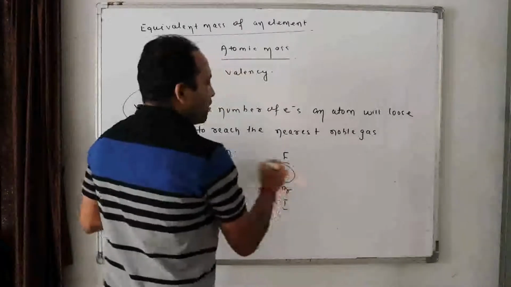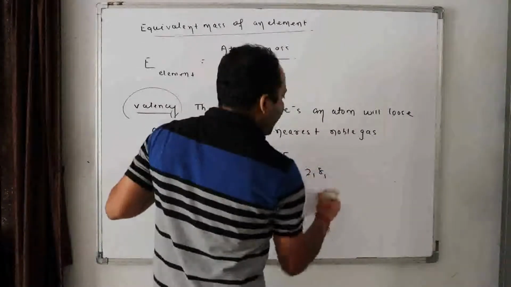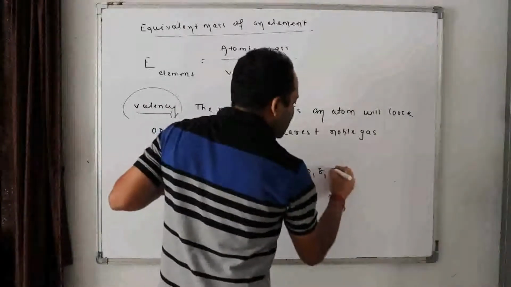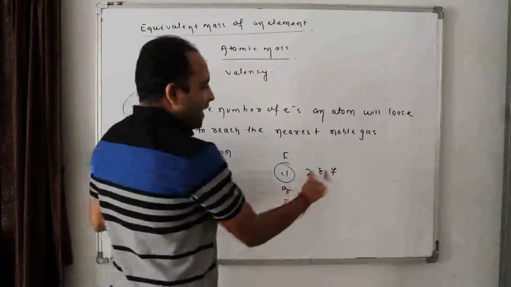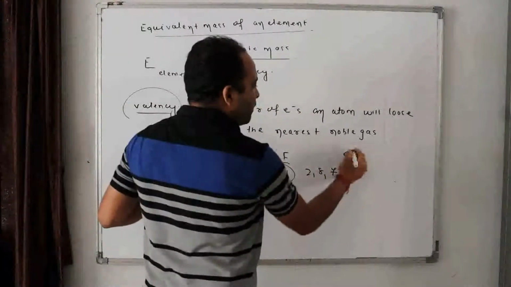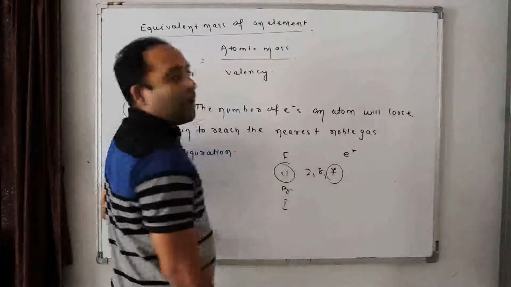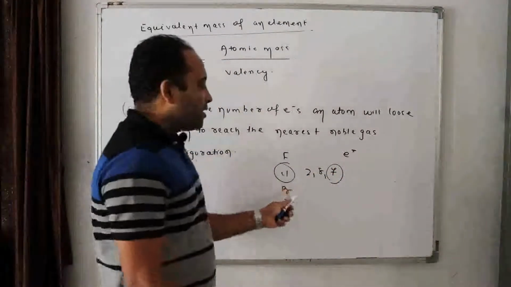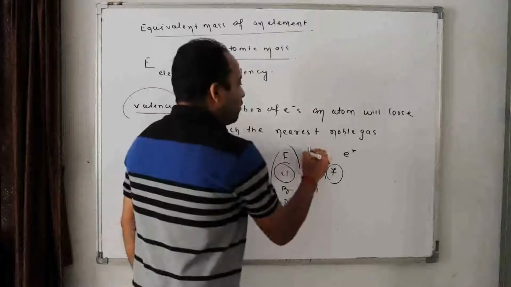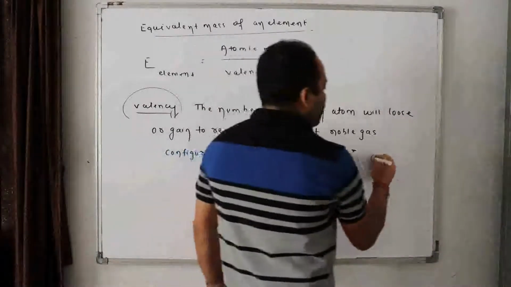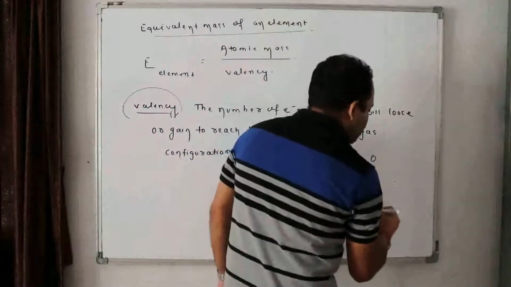In case of chlorine, 17, 2, 8, 7. If it gets 1 electron, then what will happen? It will reach the nearest noble gas configuration, 2, 8, 8, 18, argon. So what is the valency here of this halogen family? 1. Similarly, the oxygen family: oxygen, sulfur, selenium, tellurium.